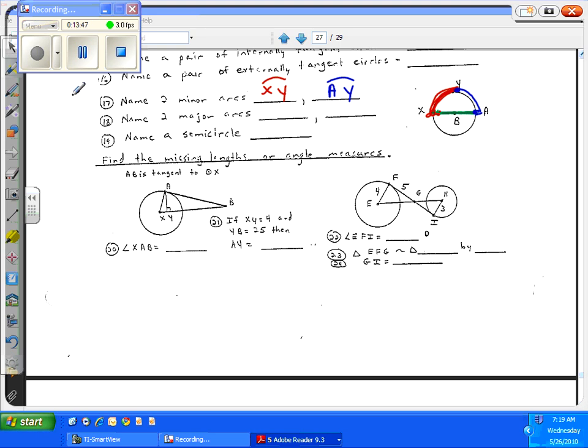Now, if you want to find a major arc, then you can use your minor arc and go the long way around. If I go the long way around from X to Y, I would have XAY. That's a major arc, more than a semicircle.